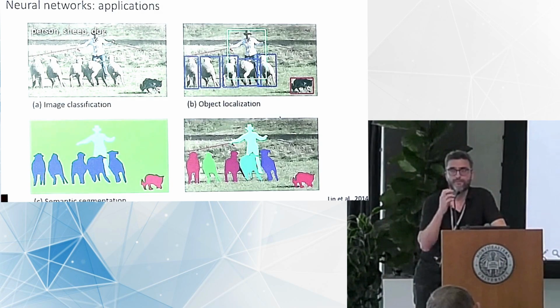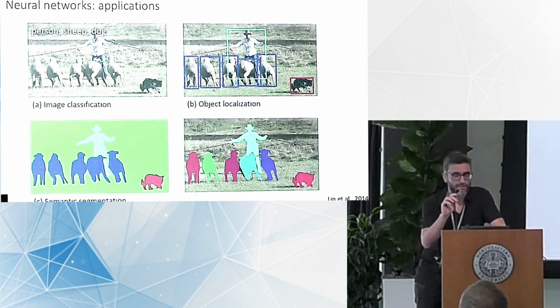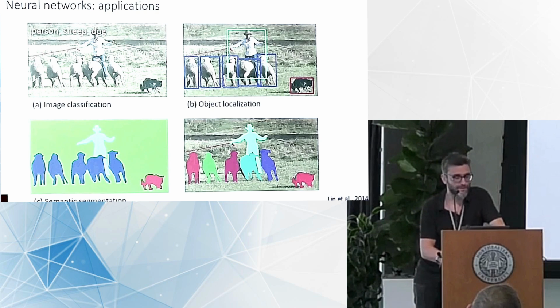So what I think is very appealing about these neural network approaches in general is that they are very flexible. So you can use a similar strategy in many different applications. Here, and I think this is a nice illustration from computer vision again, you have image classification. You want to classify what's in it. There's a person with sheep and a dog.